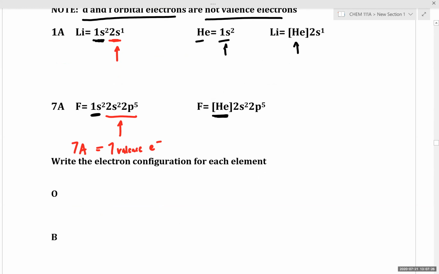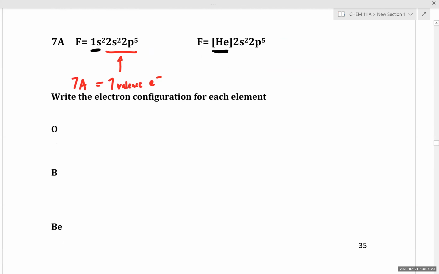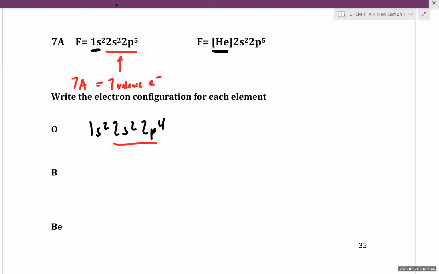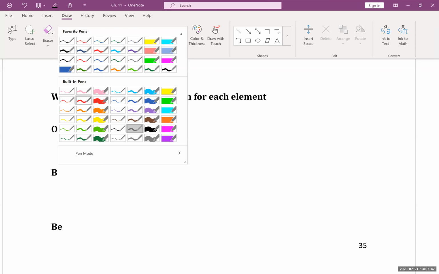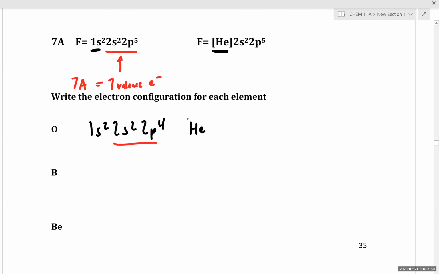Okay, so let's take a moment and write the electron configuration for each element. So for oxygen, longhand, oxygen's configuration would be 1s2, 2s2, 2p4. We're going to identify our valence electrons, and then we're going to abbreviate our core electrons using the closest preceding noble gas. So this would be helium, 2s2, 2p4.